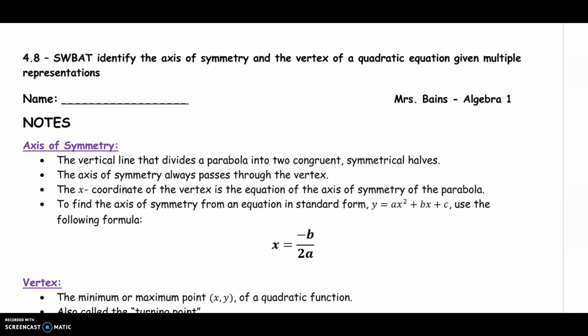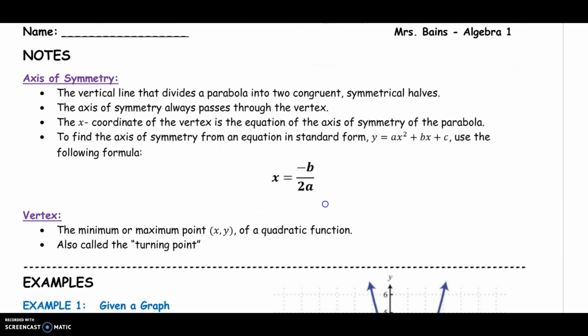Hi everyone. Today's objective is to identify the axis of symmetry and the vertex of a quadratic equation given multiple representations. So we have talked about the axis of symmetry and the vertex in the beginning of the unit, but we only talked about looking at them on a graph. Today we're going to talk about how to find the axis of symmetry given different representations of a quadratic equation.